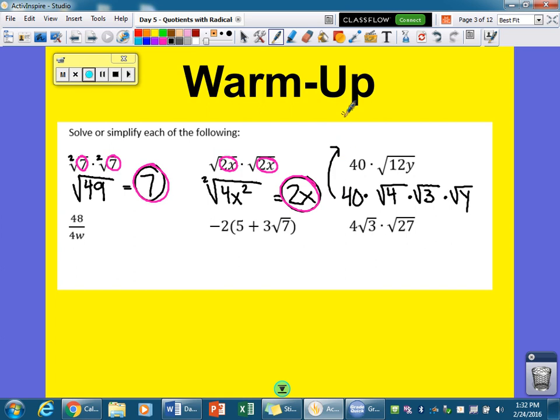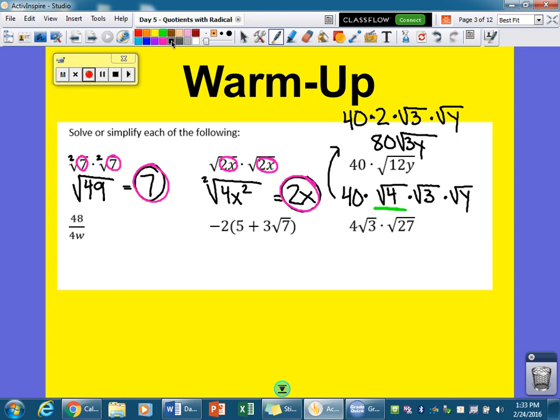So I'm actually going to go over here. I didn't save enough room here. We have 40 times 2 times the square root of 3 times the square root of y. And now just combining it, we have 80 square root of 3y. Just to kind of simplify this, this is the only part that we really can simplify. Everything else is kind of staying the way it is.